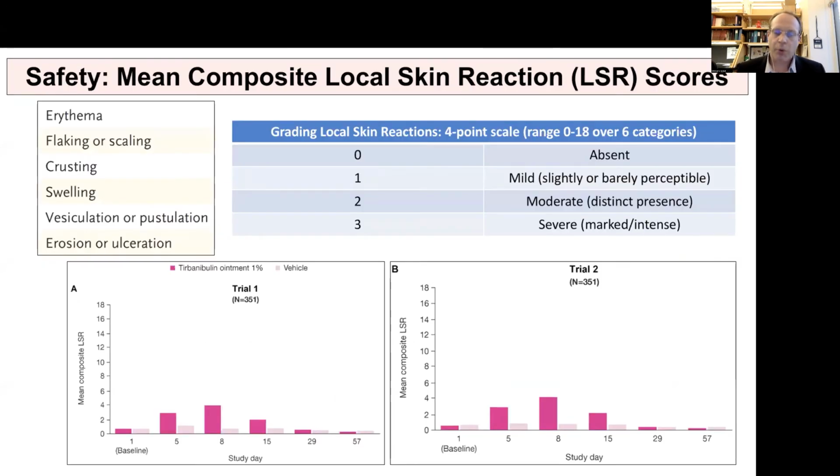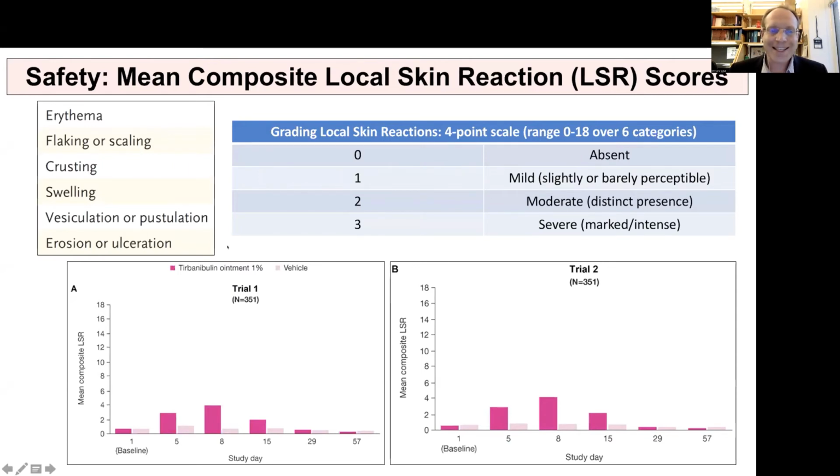So one of the most important things that we as dermatologists need to understand is, does this new available topical field therapy for AKs and treating of field cancerization improve the quality of life of our patients? What are the skin reactions that this new medication causes?